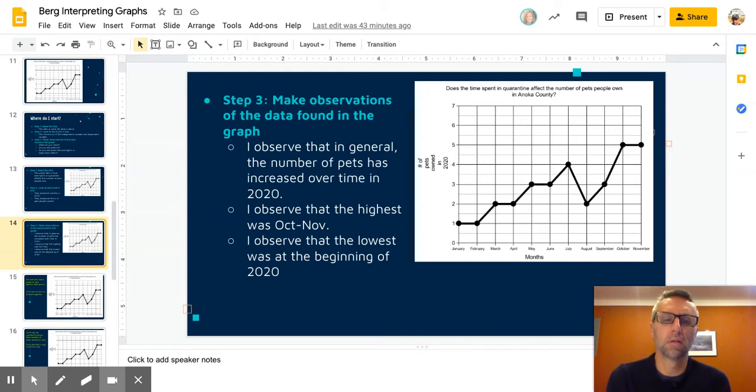And then lastly, now that I know what my graph is about, what am I comparing, what am I measuring, now I know I can look at the line and actually make sense of the data. So I observe in general that the pets have increased. We started back in January, we started at 1 pet, and over time it went up, a little down, back up, and now we're up to 5 pets. Can also observe, okay, the high point was October and November were tied, and that the low was at the very beginning in January and February.